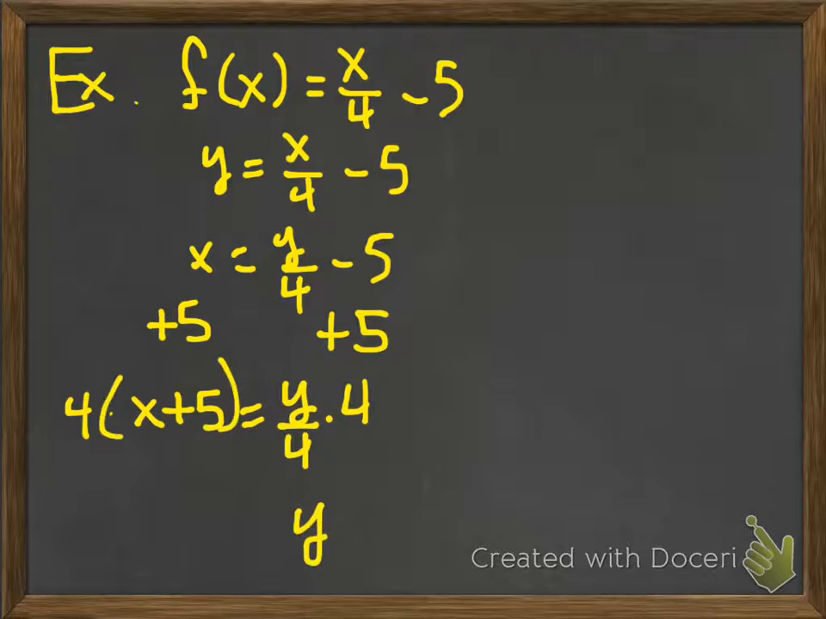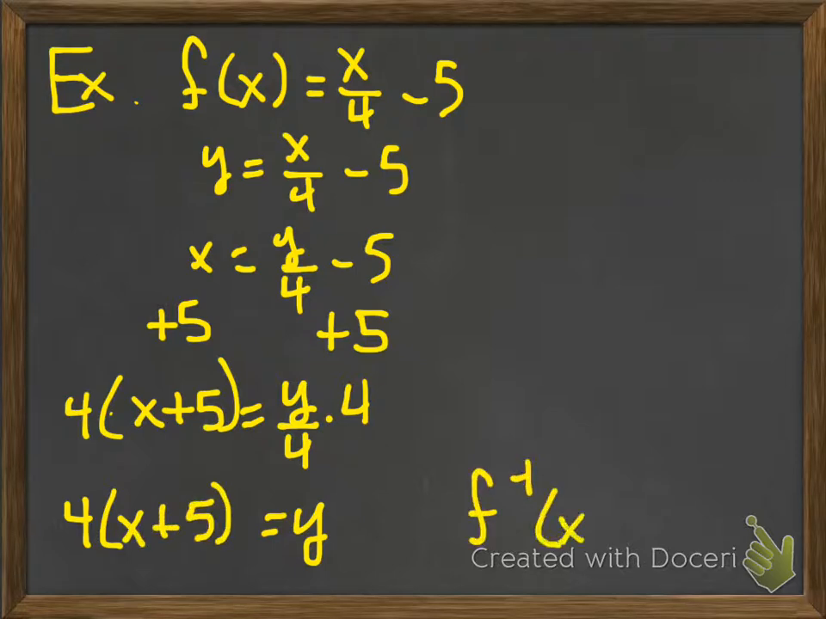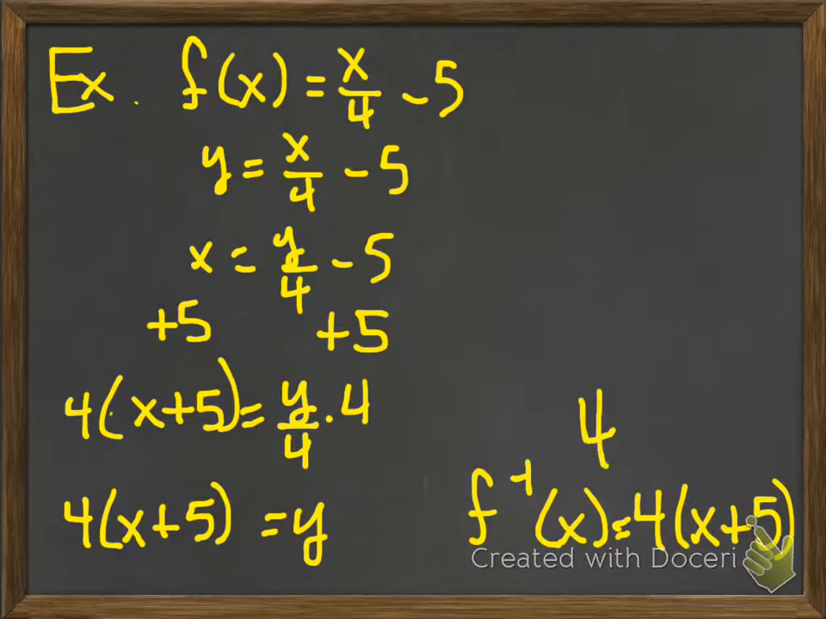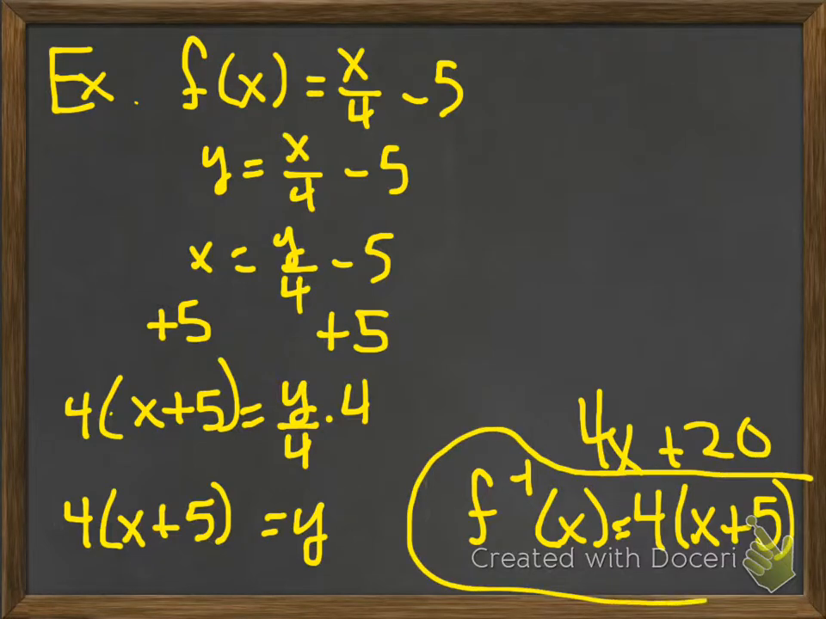And you don't necessarily have to distribute. You can leave it as 4 parentheses x plus 5. You could distribute and say 4x plus 20. But that's fine. I'm going to leave it like that. If you wanted to write it as 4x plus 20, that's fine. But I'm just as happy with this answer right here.